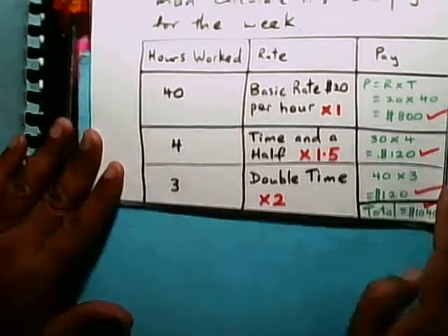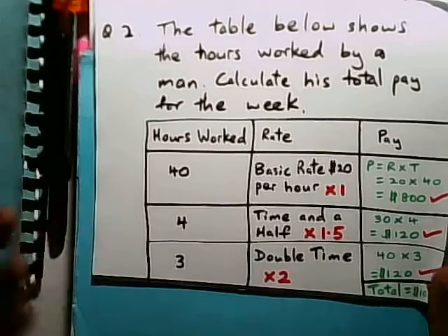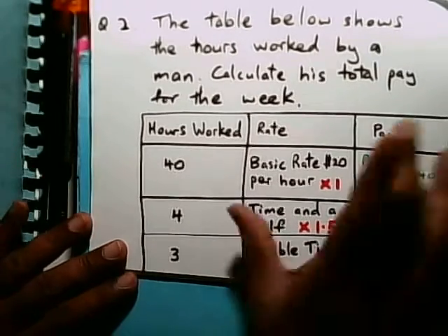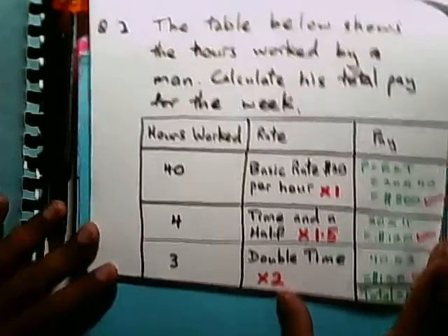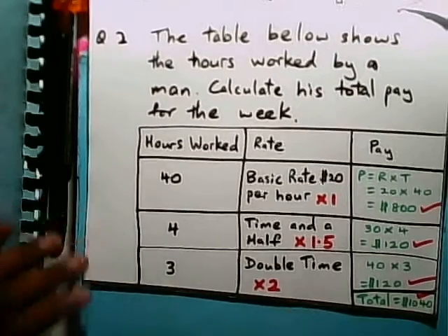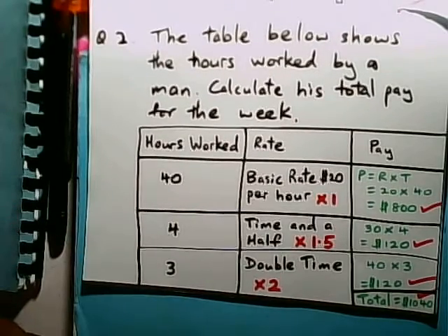And that's how you can work out the same exact sum in a table form. Really compact, nice and easy. Next time we meet, we'll go through practicing some past paper questions on wages.